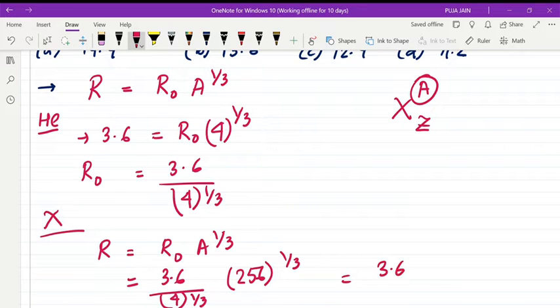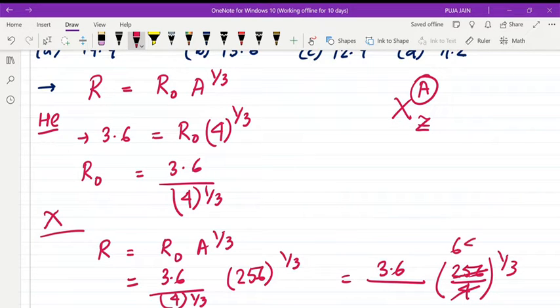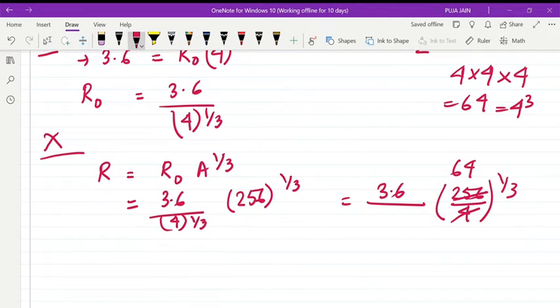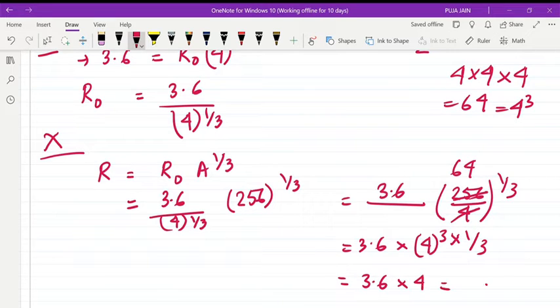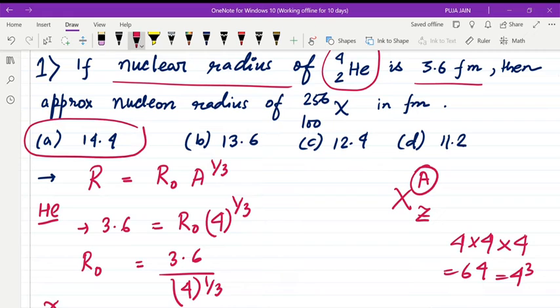Now we need to calculate this. This we can write in this way: 256 by 4 whole to the power 1/3. This is 64. Now 4 into 4 into 4 is 64, right? So this is 4 cube. So simply I can write 3.6 into 4 cube to the power 1/3. So this is 3.6 into 4. So 6 4 24, 2 and 3 4 12. So 14.4 Fermi meter. So our option A is right.